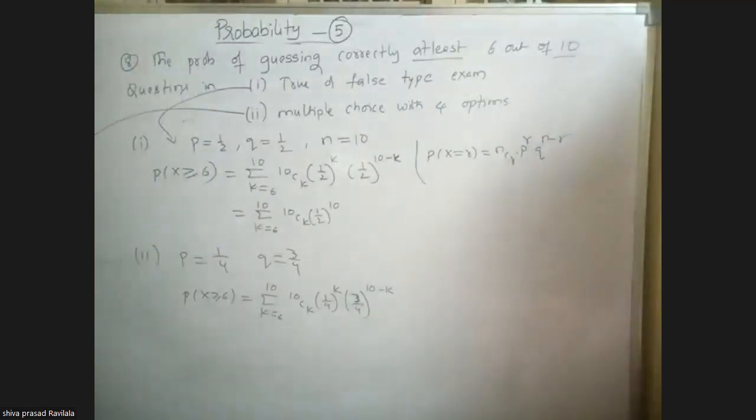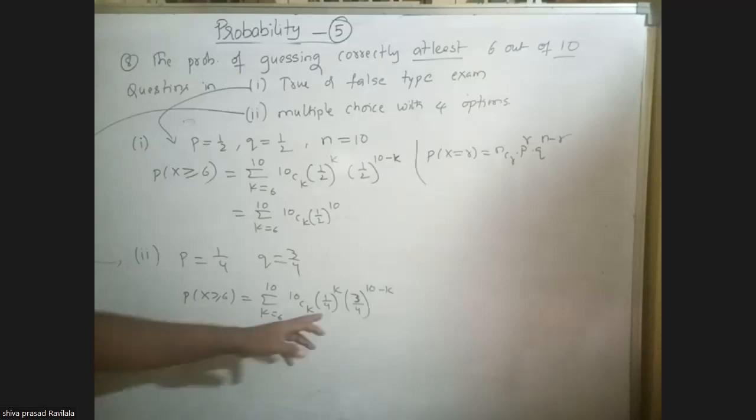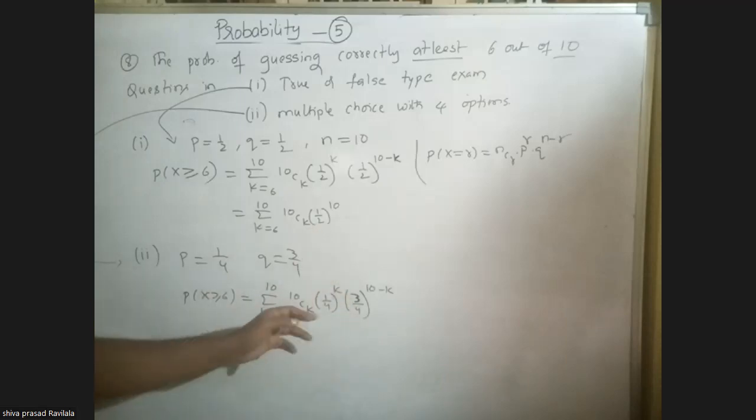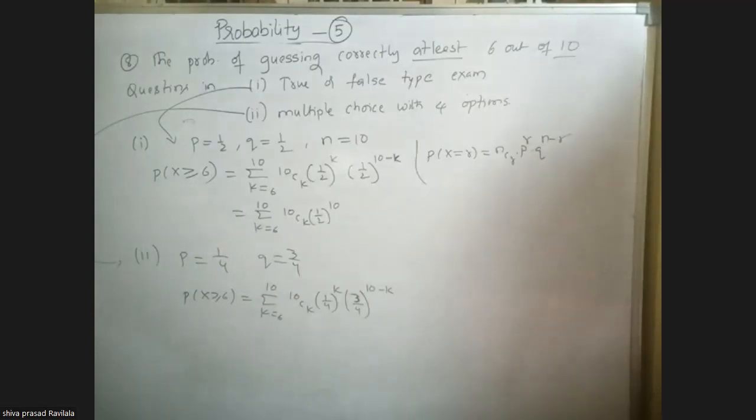3 by 2 whole power 10 minus k. Don't get confused when writing the values of p and k. Why? Because they may give the reverse order: 10Ck into 3 by 4 whole power 10 minus k into 1 by 4 whole power k. I mean the reverse: 3 by 4 whole power k into 1 by 4 whole power 10 minus k. Okay. p power r into q power n minus r. p is always the success and q is the failure case. Sometimes they confuse you: if the probability of failure is asked, then p will be q and q will be p.